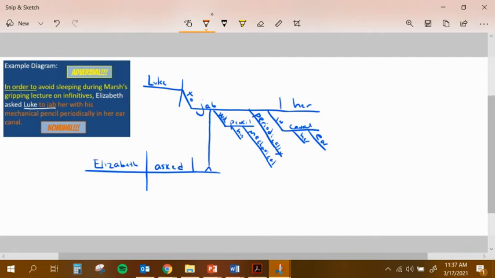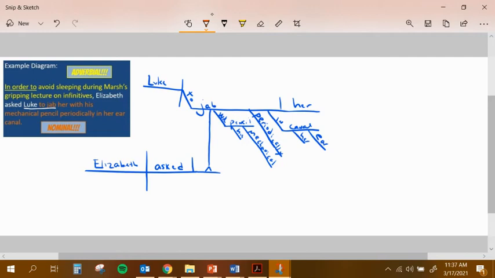So when I see this in order to avoid, or even if I just simply did the original one, which was just simply to avoid, it has to touch a verb. But now I have two verbs. I have asked, and I have jab. But think about it logically. The infinitive has to agree with the subject. That's why I have Luke here. Luke is the subject of jab.